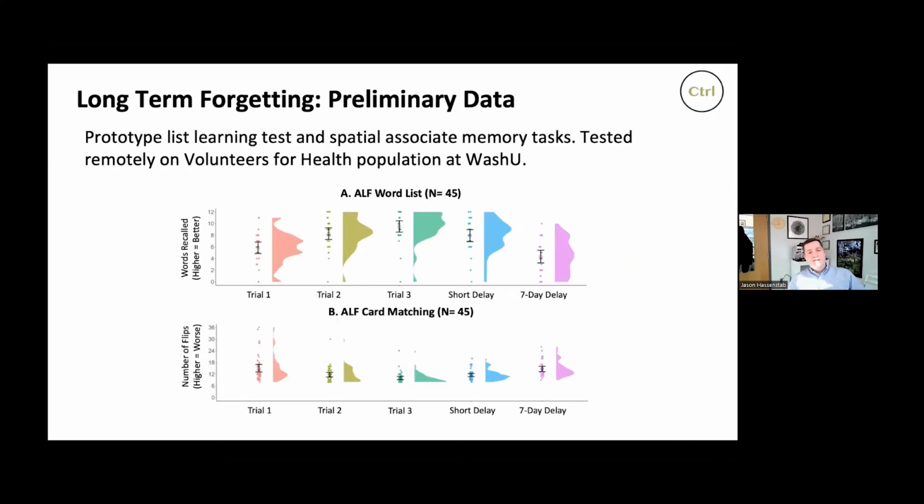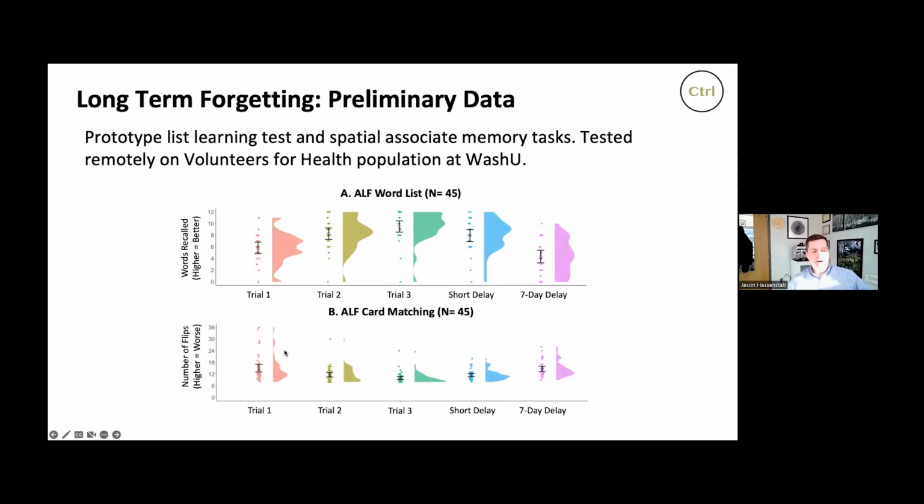And we now take this in a prototype form on smartphones. And we came up with a word list test and also a card matching test, which is kind of like the card game memory, where you have to flip over the cards and find the pairs. Higher scores are obviously better on a list learning test. You can see this beautiful learning curve across the 3 trials, and then this beautiful forgetting curve over 7 days.